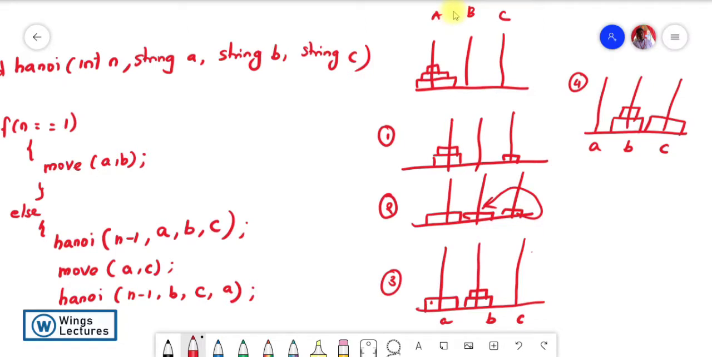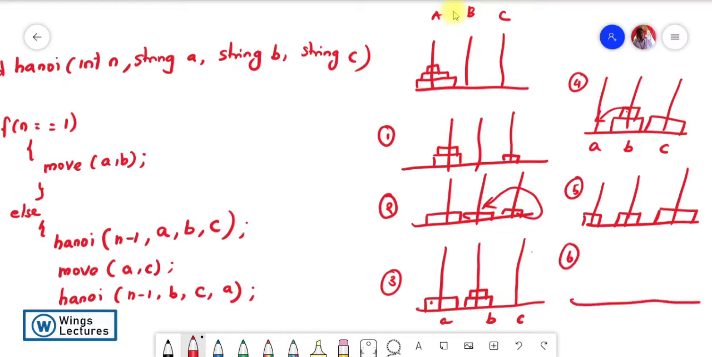Now A is empty. On the fifth step I am going to move the smaller one to A as per the algorithm. So I am going to move the smaller one here, and the second biggest and the biggest one. It will look like this on the fifth step. On the sixth step, I am going to keep the second biggest one on top of the biggest one.